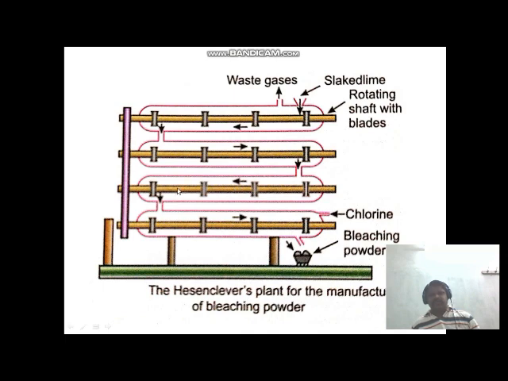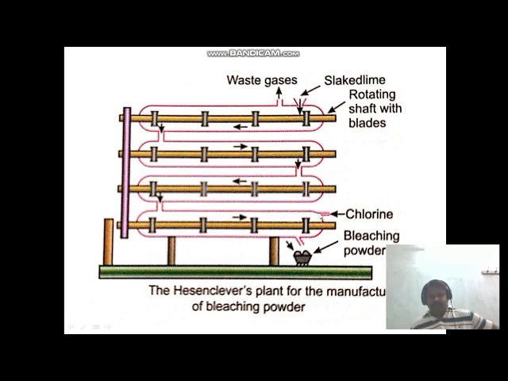Now when the shaft is rotating, the calcium hydroxide or slake lime falls into the next cylinder. In that cylinder also shafts are present. Up to here, okay. Now see here, from the top the slake lime is placed.